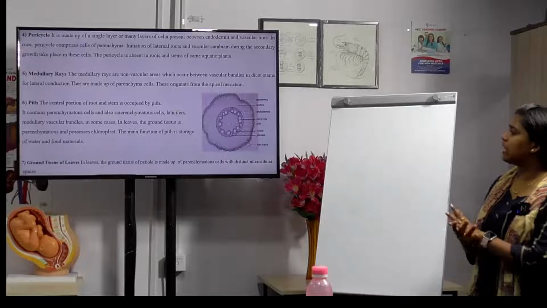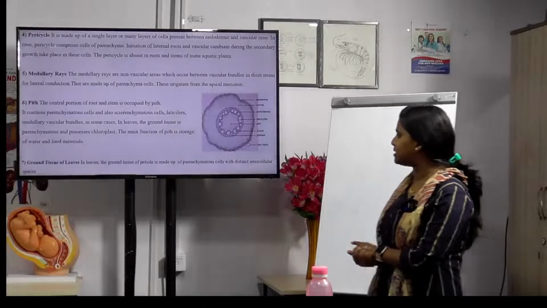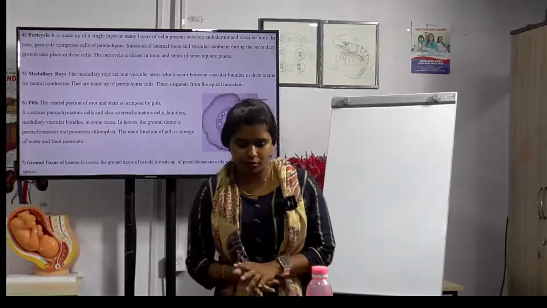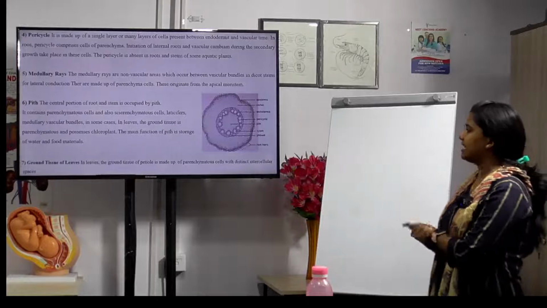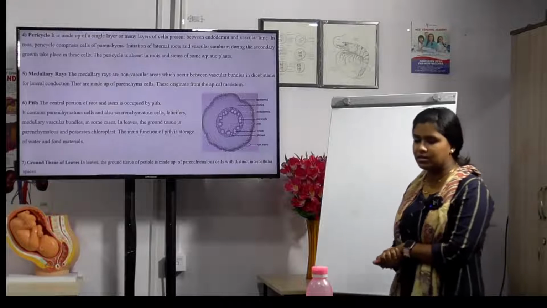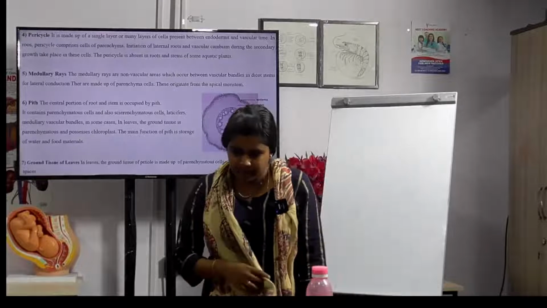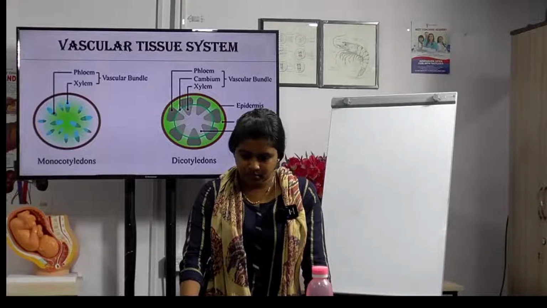And in leaves the ground tissue is parenchymatous and it possesses chloroplast, and its main function is to store food and water materials. Ground tissue of leaves is made up of parenchymatous cells with distinct intercellular spaces. And the last system we are going to see is vascular.